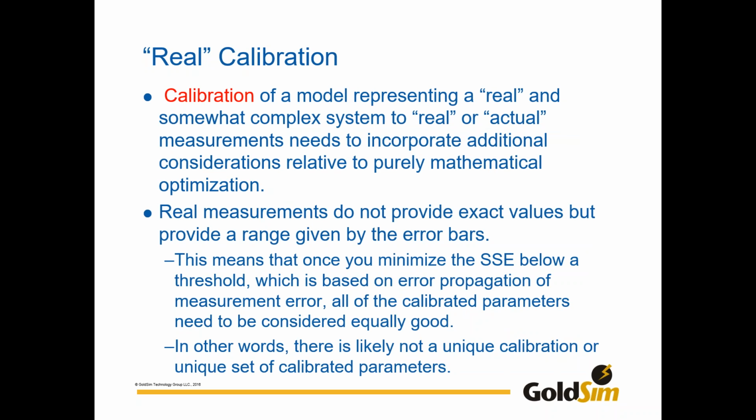So with that in mind, we can talk about real calibration. If you're calibrating a model representing a real and somewhat complex system to real or actual data, you need to incorporate additional considerations relative to just purely mathematical optimization. As we saw with the box and whisker plots on the previous slide, we don't expect real measurements necessarily to provide exact values, but usually there's a range, there's multiple measurements.